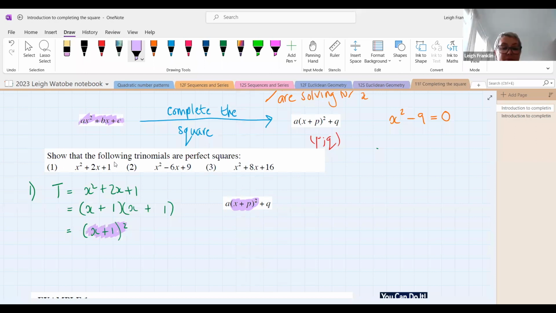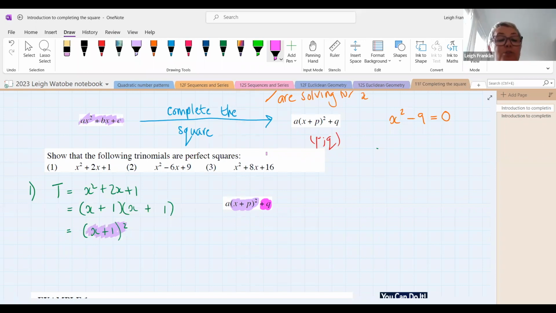Okay, so we have to be able to factorize perfect square trinomials. I want to show you now, well, in the next couple of minutes, where the second bit comes from. So where this plus q on the end comes from. All right, so I'm not completely finished with this. I haven't completed the square. I'm just showing you where the first part comes from, the x plus p squared, and why we need to be able to factorize perfect square trinomials.